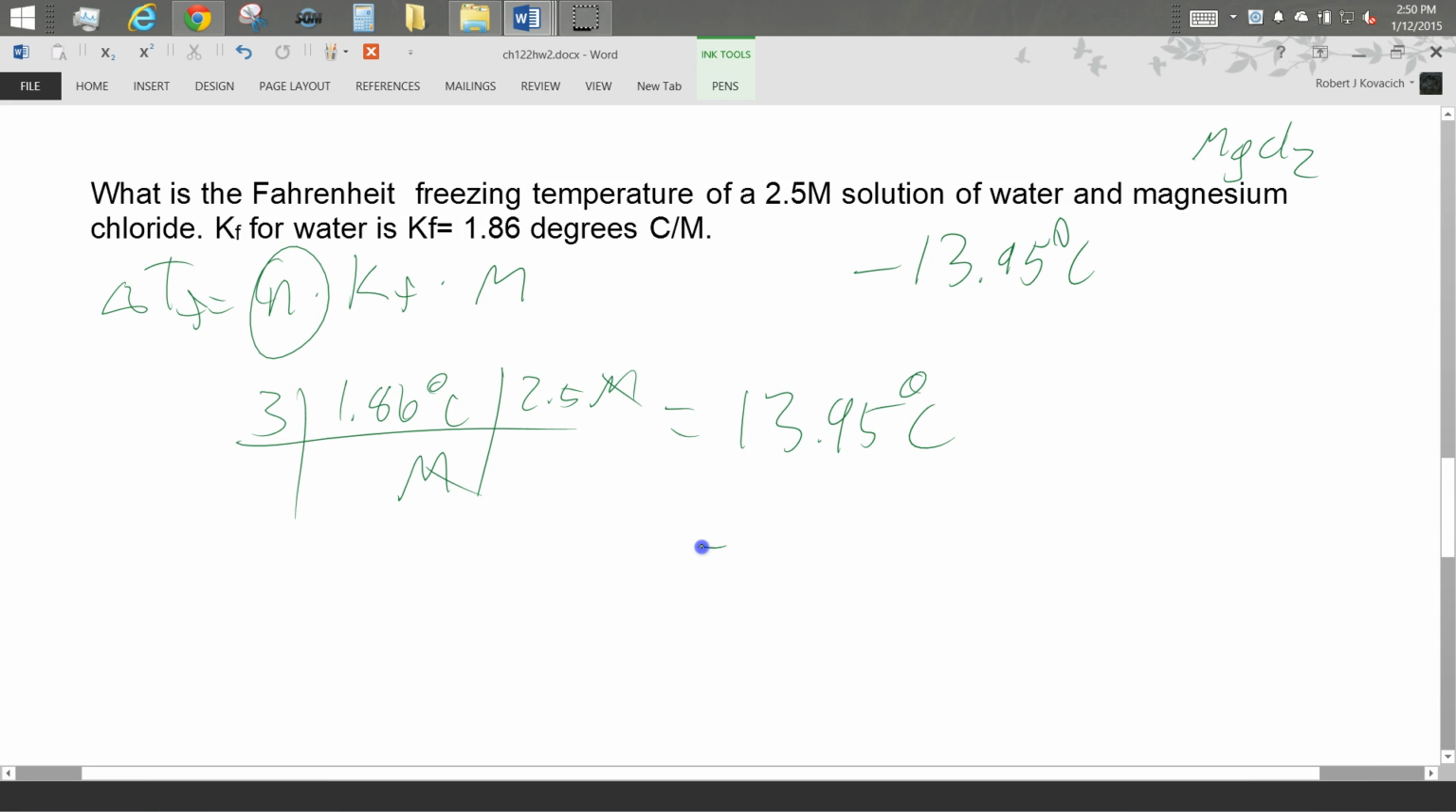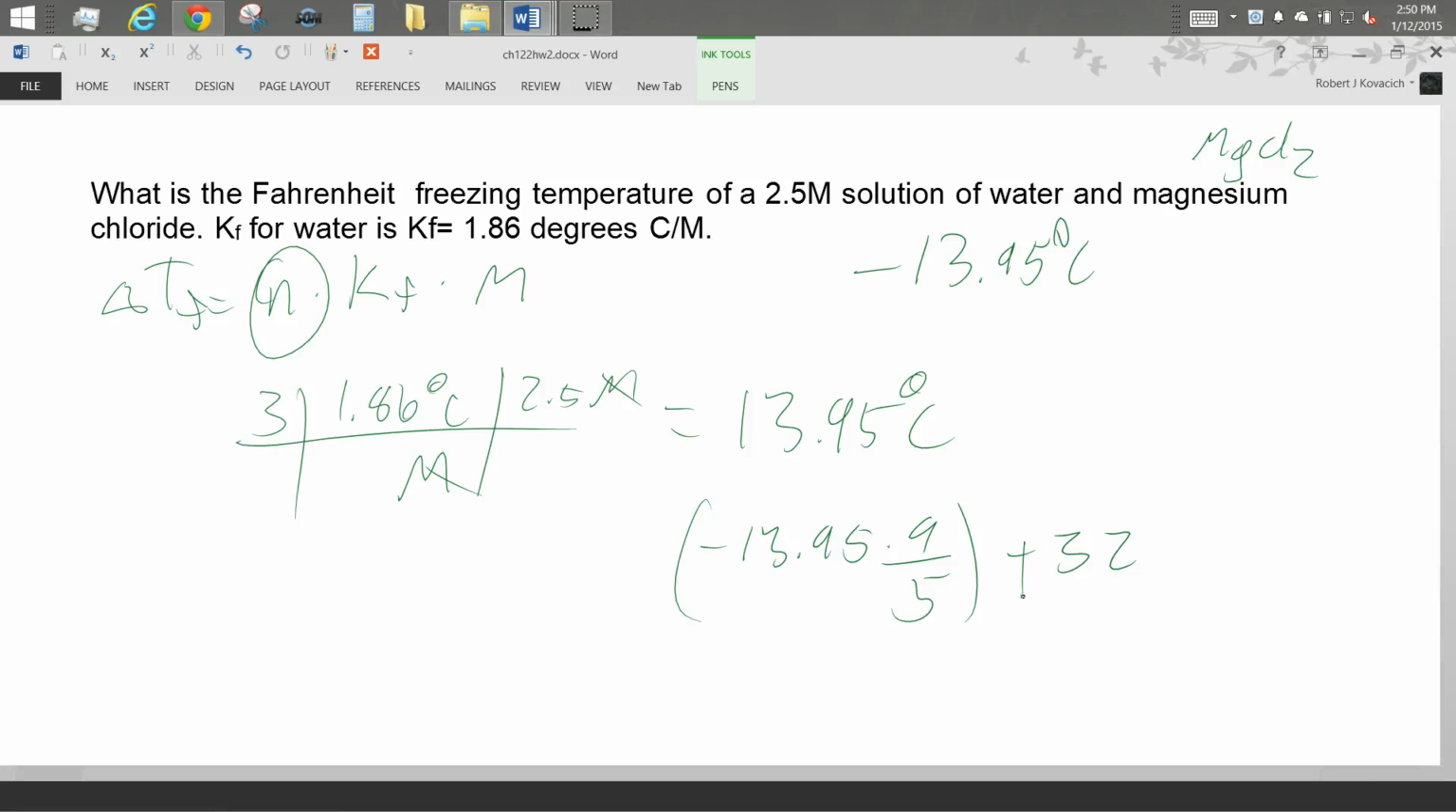Fahrenheit equals 9 fifths times C plus 32. Well, let's see if that's right. Negative 13.95 times 9 divided by 5 plus 32 equals. Okay, that looks good. So this answer is 6.89 degrees Fahrenheit. Since I have two sig figs, we'll go with 6.9 degrees Fahrenheit.